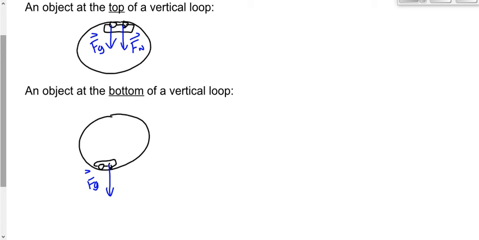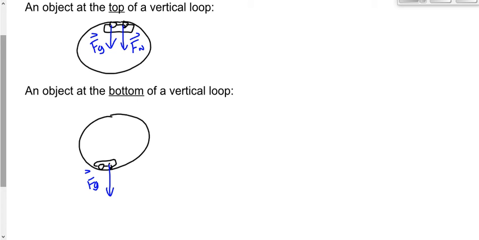Okay? The centripetal force. We'll come back to that one in a bit. It's a good answer, but we're going to come back to that one in just a couple minutes. What other force do we have acting at the bottom of the circle? Yep.